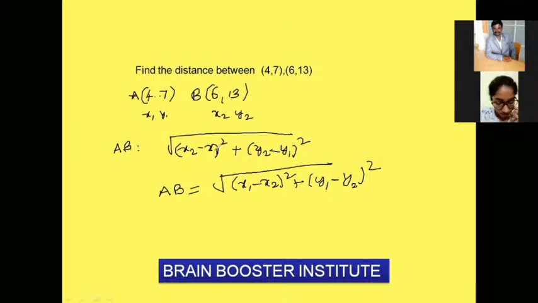Here, sir, she put the x coordinate of point B first, and then I put the x coordinate of point A. No, she put the x coordinate of point A first, and then I put the x coordinate of point B. Okay, fine. So Ananya wrote it correct, so it is not a wrong answer. So she made a mistake. Yes, sir.